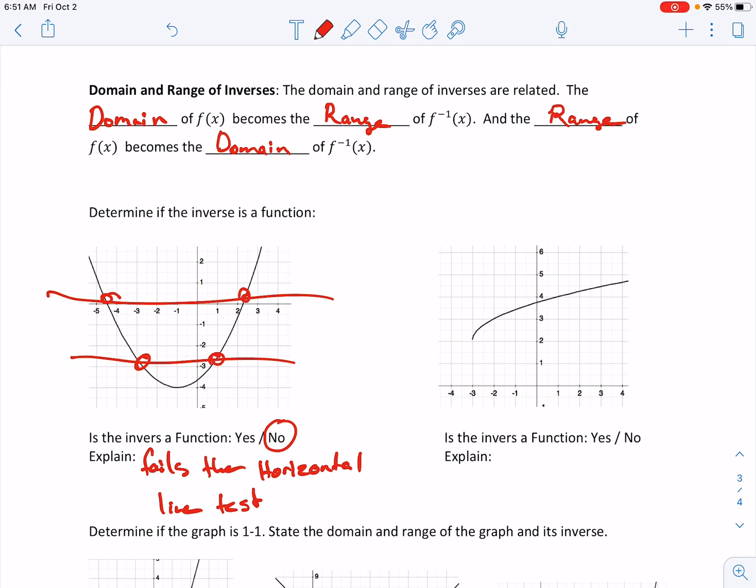Okay, this next graph would probably be the graph of the square root of x. It will pass the vertical line test. A vertical line will only hit one time. So the original is a function. Is the inverse a function? Well, a horizontal line is only going to hit it one time. So the inverse is a function. And we know it's a function because it passes the horizontal line test.